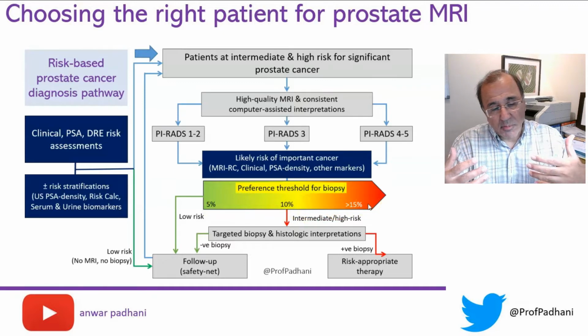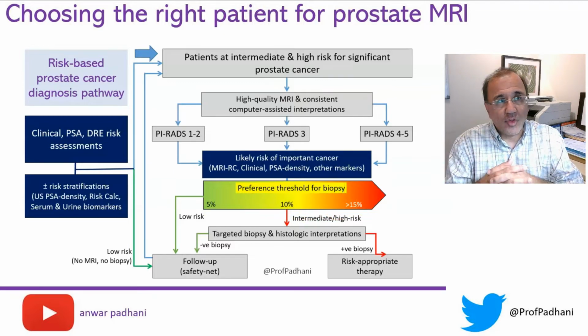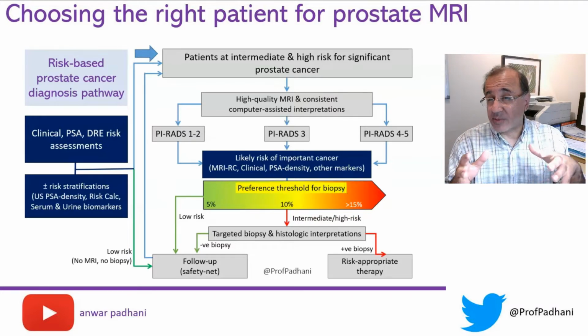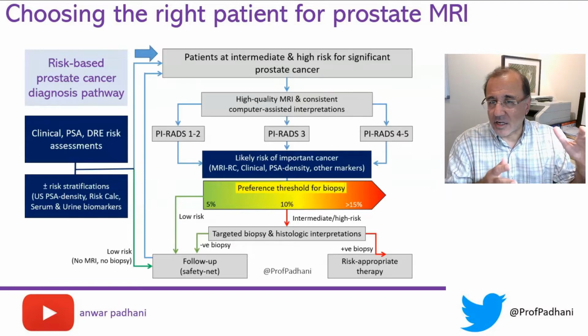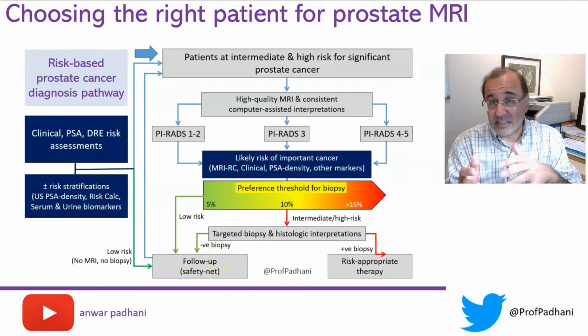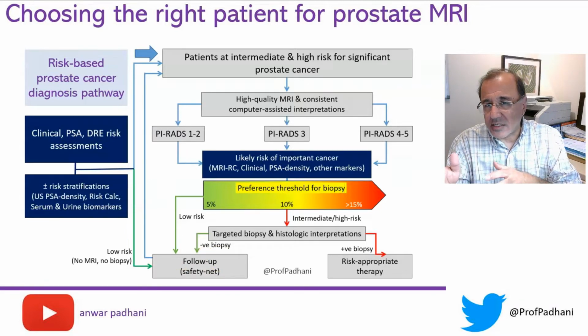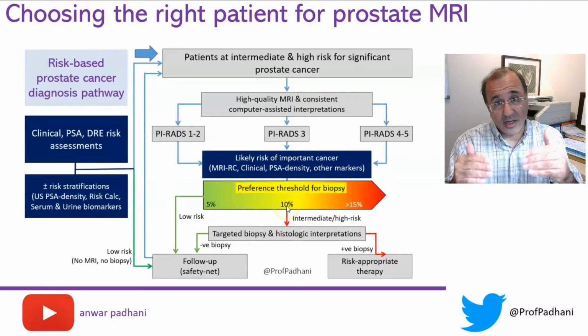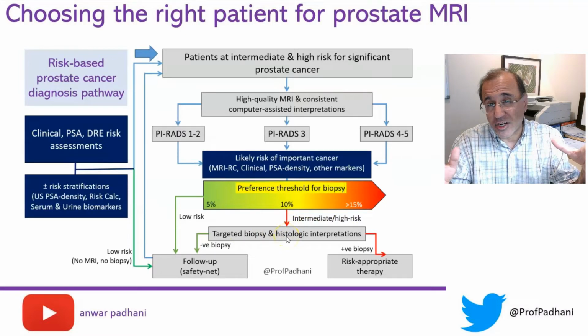When the biopsy decision is being made, it really does depend on the preference threshold for the urologists and the patients. So for example, if a patient is biopsy averse and he's at low risk, then he won't undergo a biopsy. If he is very concerned about cancer, maybe he's got a family history, but he has a negative MRI, for example, you may still decide to biopsy him because of the underlying background risk. So the preference threshold is important. And clearly a targeted biopsy is important because the MRI identifies a target, and of course histological interpretations.